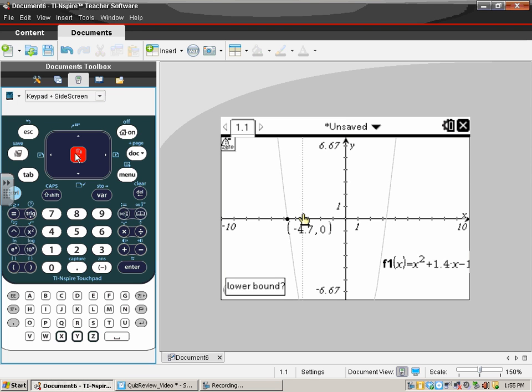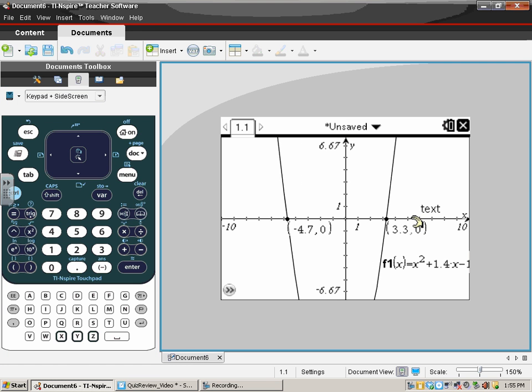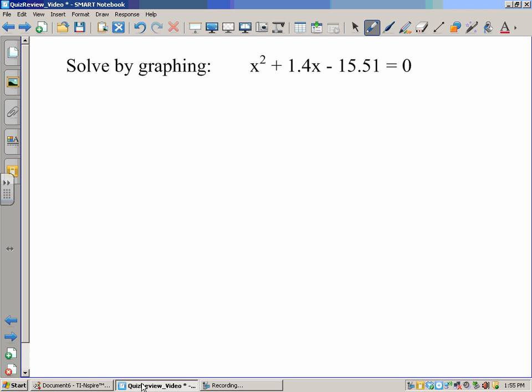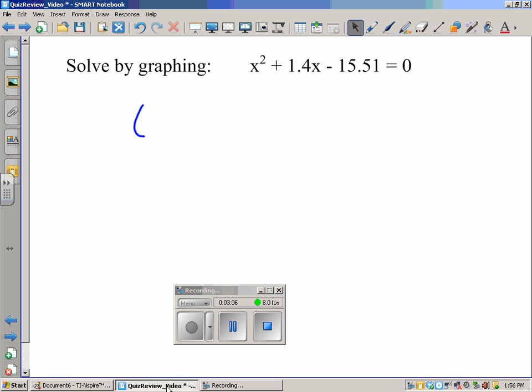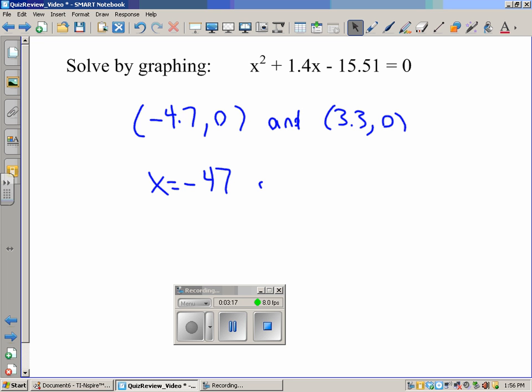Analyze graph, zero, same thing. I set my sights on the upper x-intercept. I get 3.3 comma 0. So negative 4.7 comma 0 and 3.3 comma 0. Hooray for graphing. Right, so negative 4.7 comma 0 and 3.3 comma 0. Or in other words, x equals negative 4.7 or x equals 3.3. Those are the values of x that if you substitute them into this equation, you will get 0 on the left side.